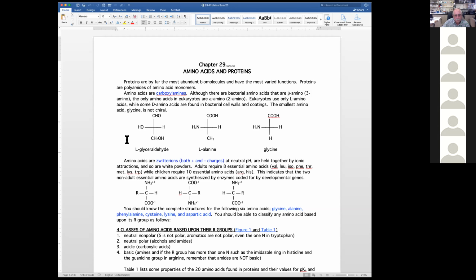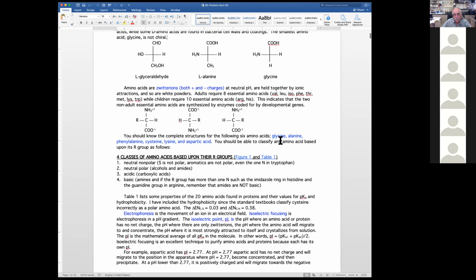So here's glyceraldehyde. In comparison, L-alanine, you can see it's the amino group that's on the left versus the hydroxy group, right? Alanine has an R group of the methyl group right here. If the R group happens to be a hydrogen, that's glycine. Glycine is an amino acid, but it doesn't have a chiral center. It's the only one that doesn't, because these two are the same.